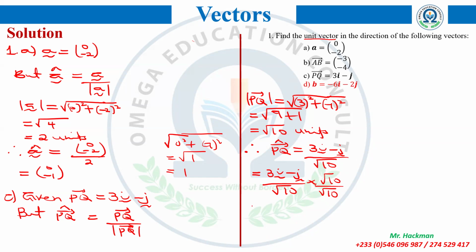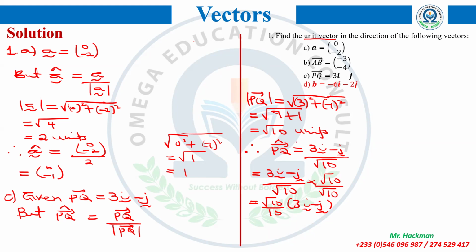So in effect, we are going to get this. The denominator will now give us 10. So we are going to get root 10 over 10 into 3I tilde minus J tilde. Is my point well made?